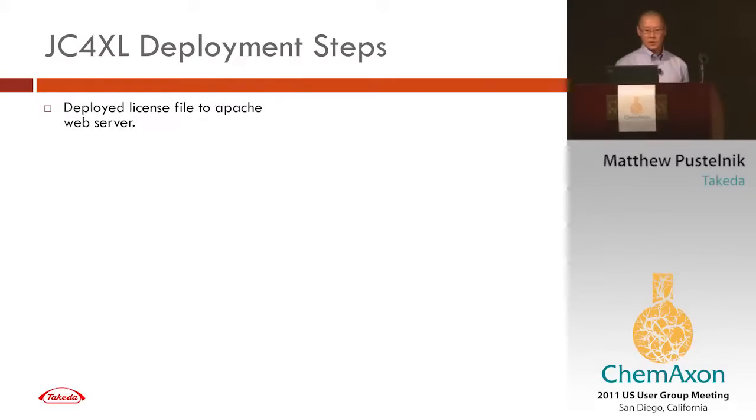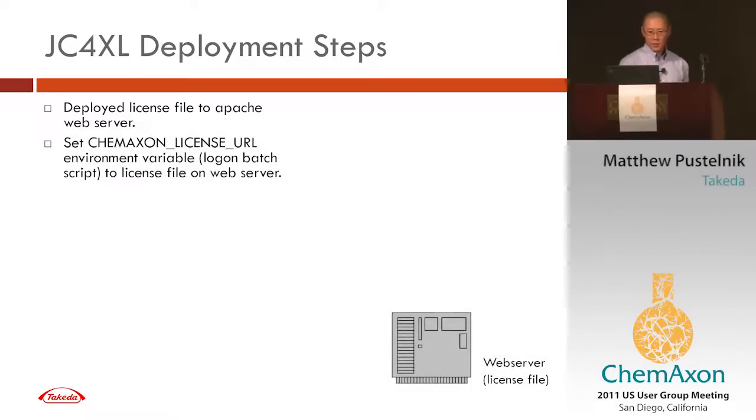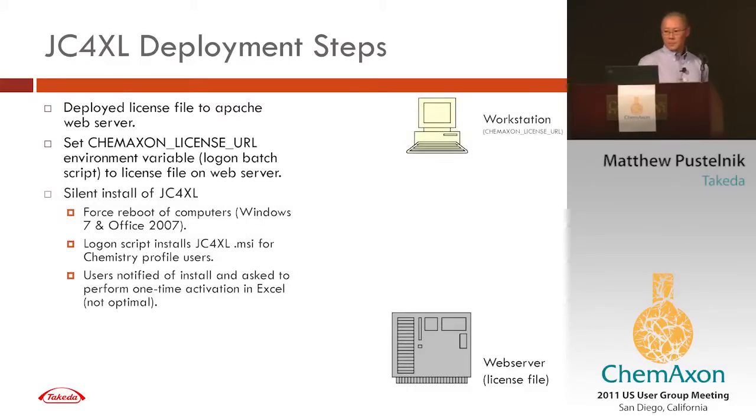So the JChem4XL deployment steps. We first deployed the license file to our Apache web server. We then set the ChemAxon license URL environment variable through a logon batch script as the first step to our end users. We then did a silent install of JChem4XL. So we forced reboot of all of the workstations. So we knew that Excel was not running.